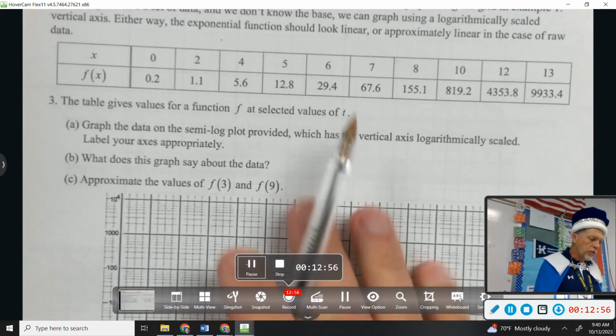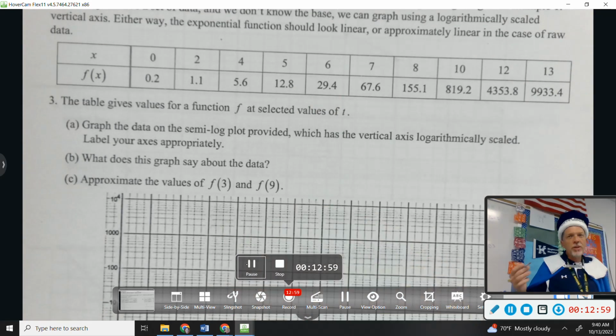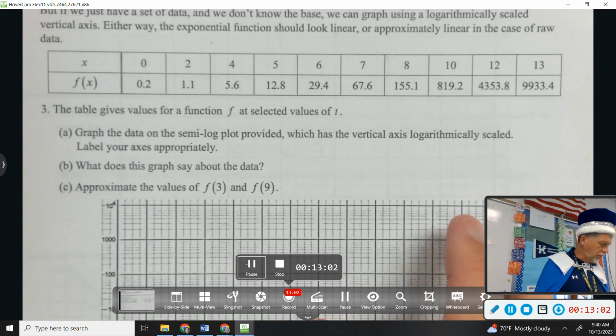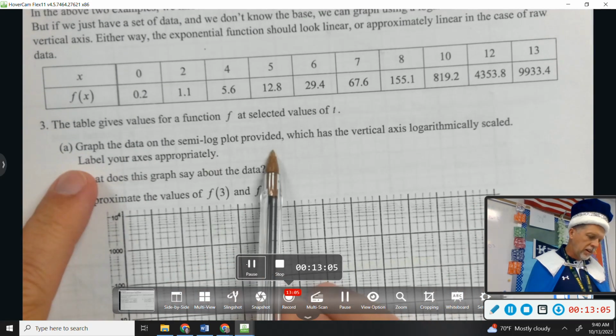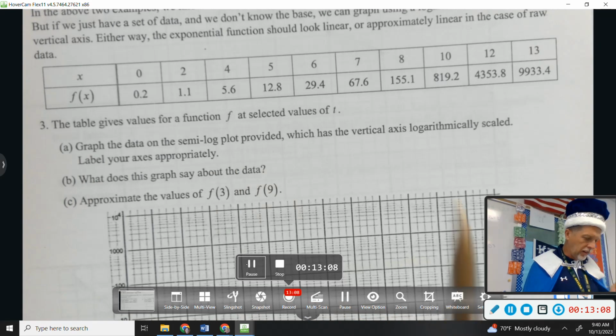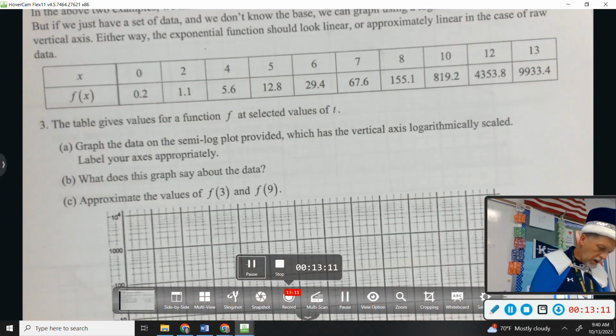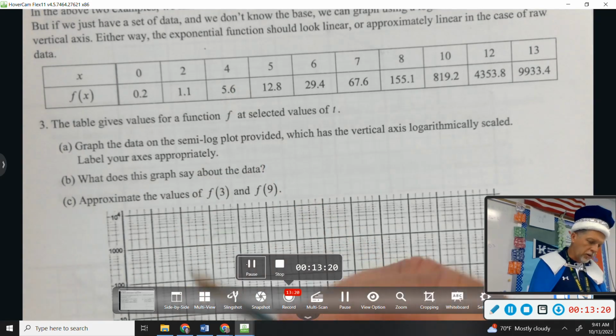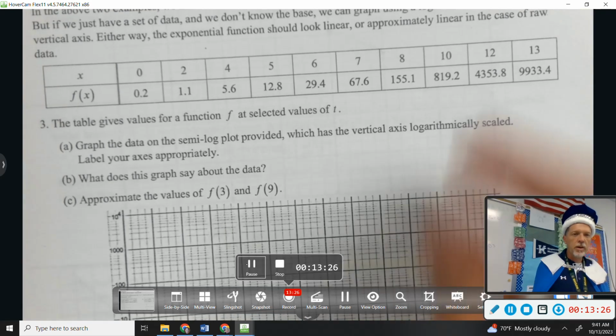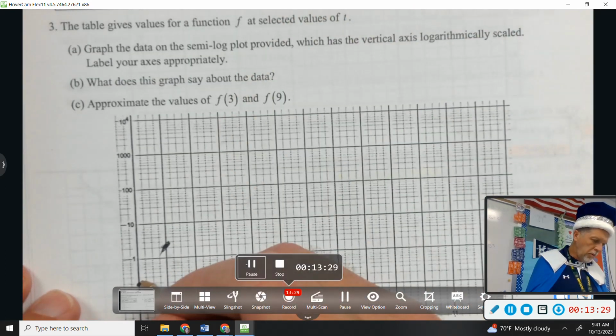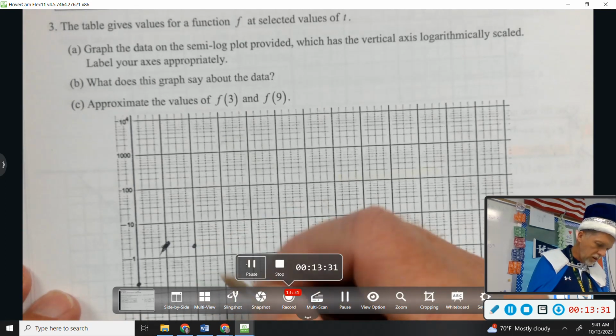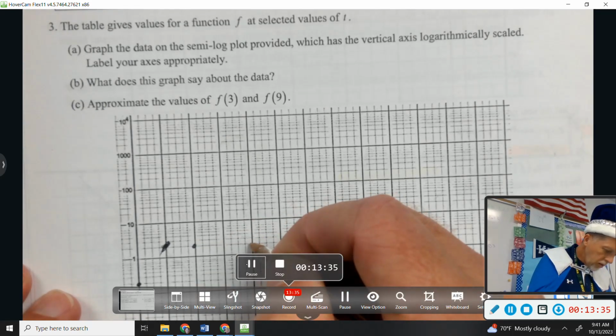Okay, so this one we're starting with the data. So I don't know what the base is. So let's just graph the data. Label your axes, and then let's figure out what's going on from there. So 0, 0.2; 2, 1.1; 4, 5.6. Oh, we skipped to 4. Be careful, we don't have a 3 on there. I said be careful, and I put 1 in the wrong spot.